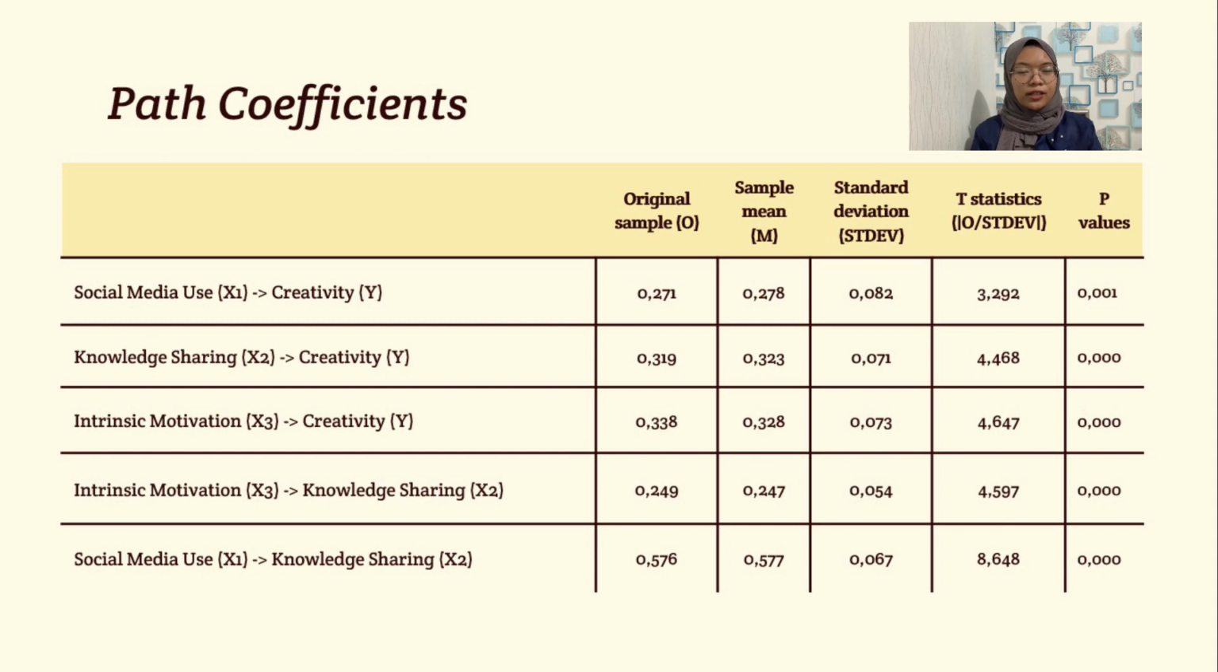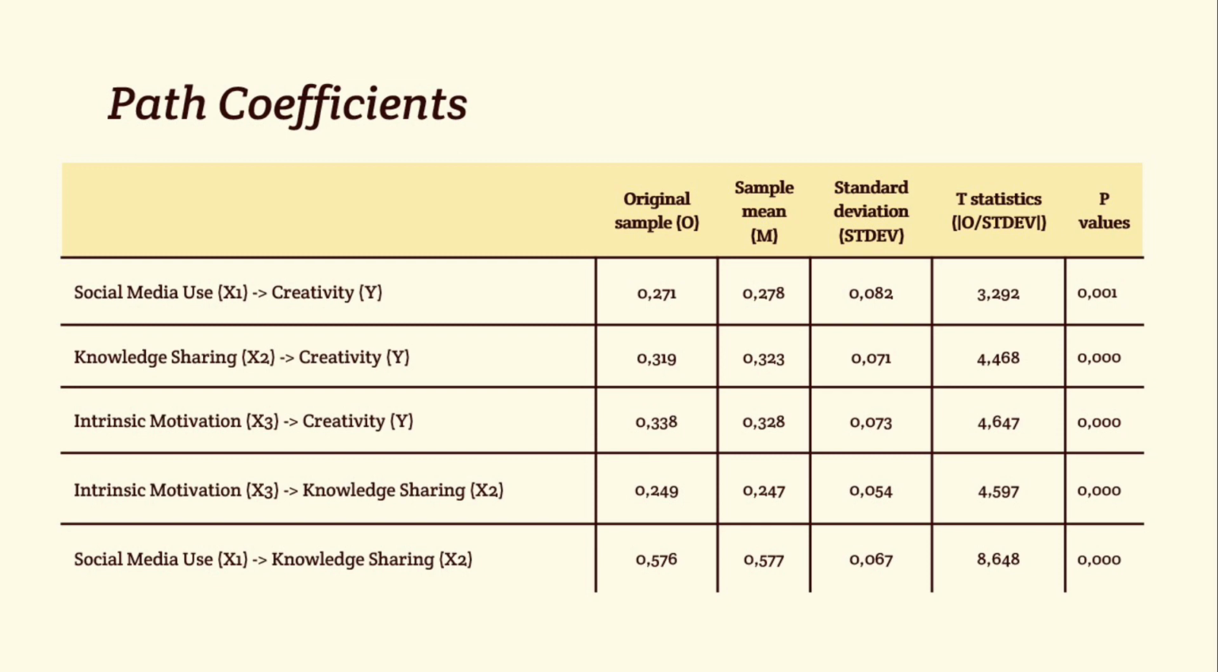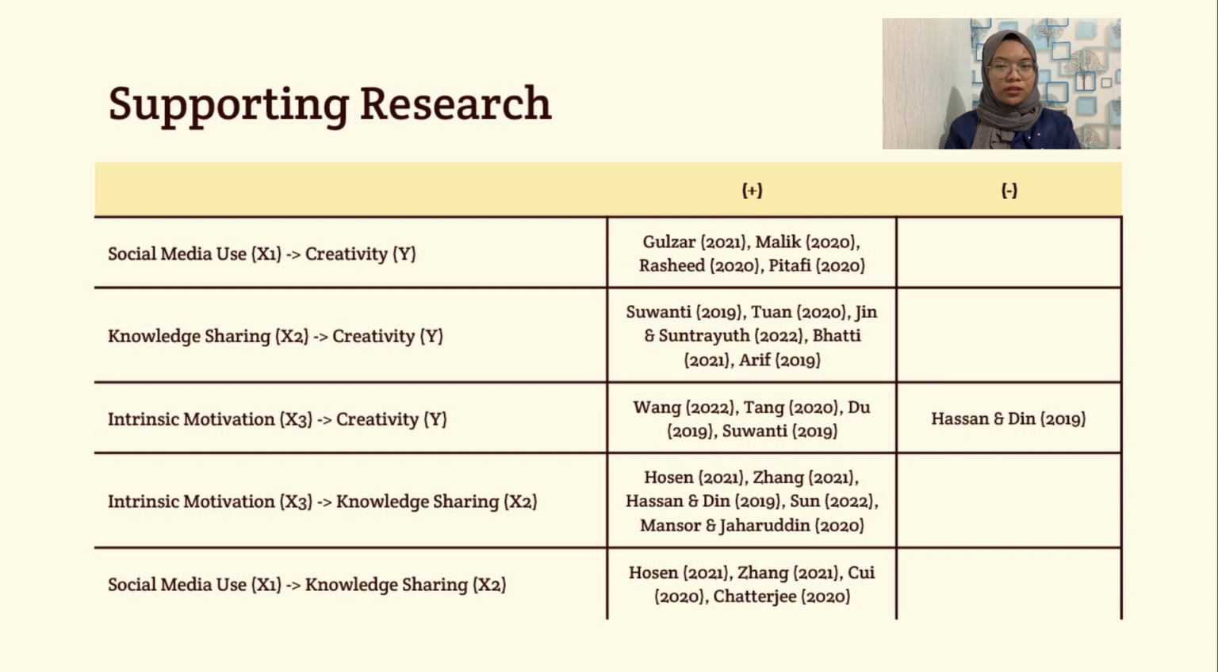The results of testing the direct influence of hypothesis 5 show a t-statistic value of 8.648 greater than 1.96 and a p-value of 0.00 less than 0.05. This proves that the use of social media has a direct and significant effect on knowledge sharing. The results of this research also support the findings of previous research conducted by Gulzar 2021, Malik 2022, and Rashid 2020, which found that there was a positive and significant influence between the use of social media on student creativity, which supports hypothesis 1.